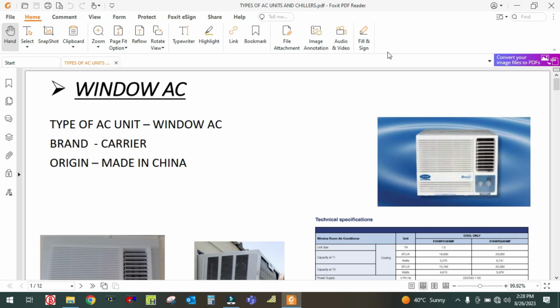So today we are going to start different types of AC unit. We will learn about different types of AC units and their applications, as well as different brands, origins, and technical specification for that AC.